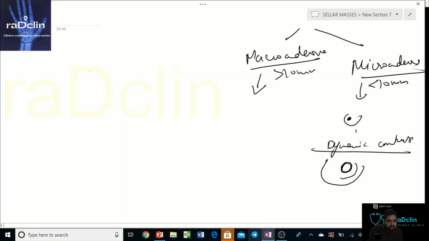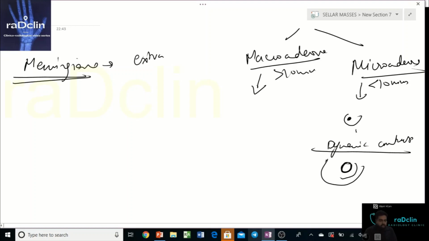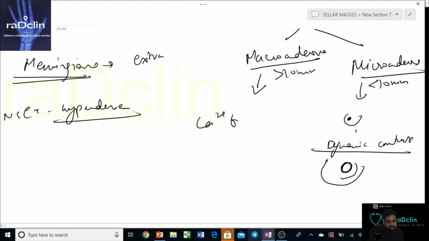Now, the differential of solid sellar lesions after an adenoma, the closest differential would be a meningioma. As I've already discussed, meninges surround the sellar region and the cavernous sinus. So this is a very common tumor, as you can see, it's an extraaxial tumor. On NCCT, a meningioma can appear hyperdense. It can have calcific foci within itself, and on post contrast scan it will show avid and strong enhancement.